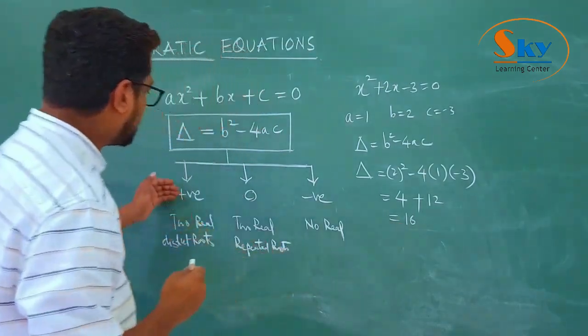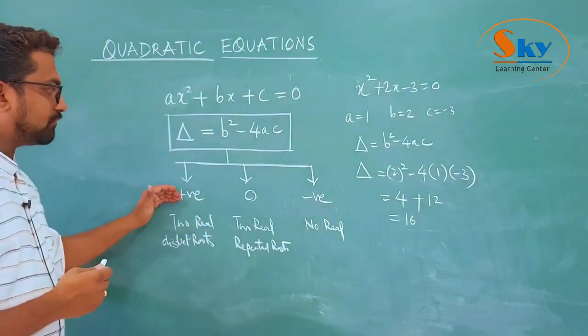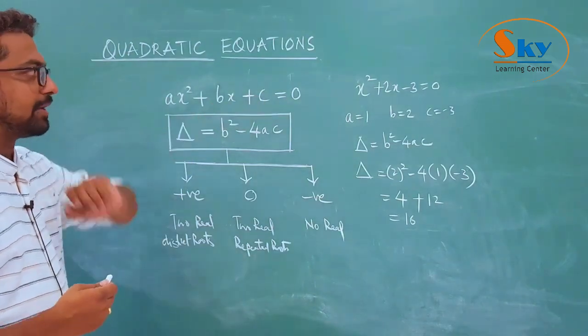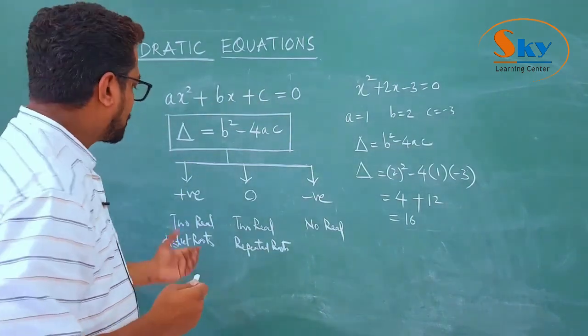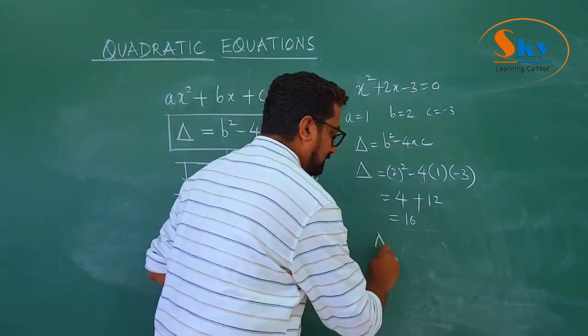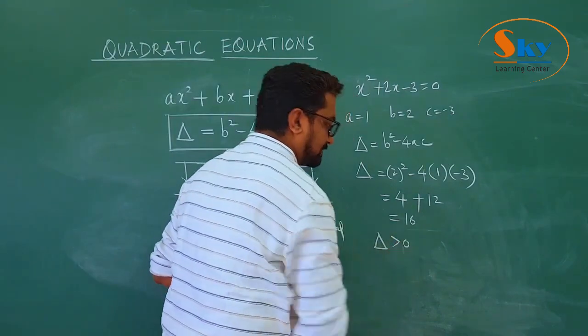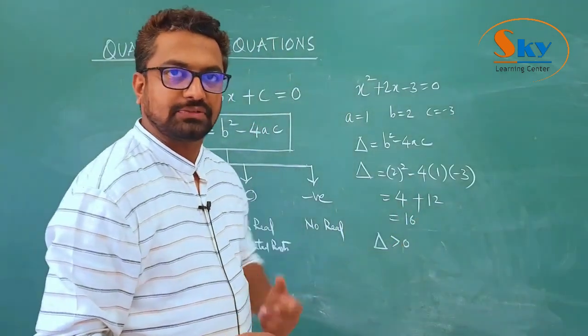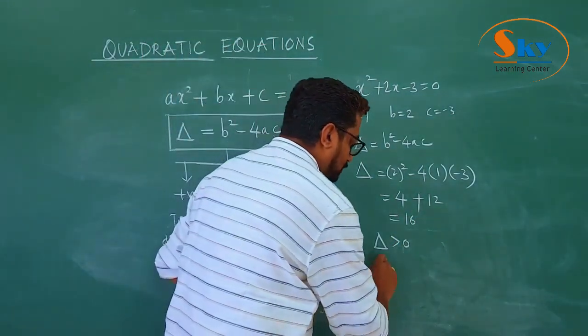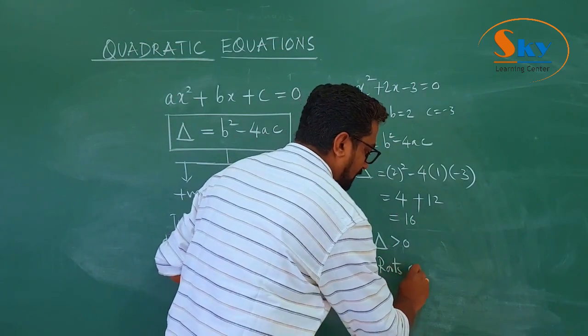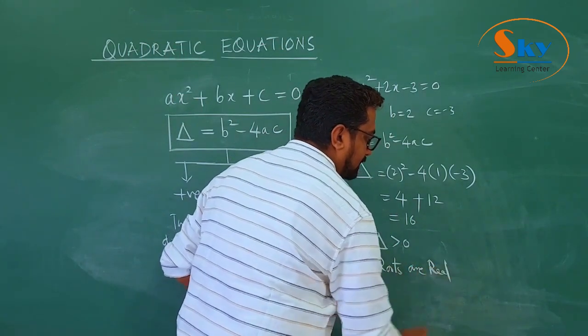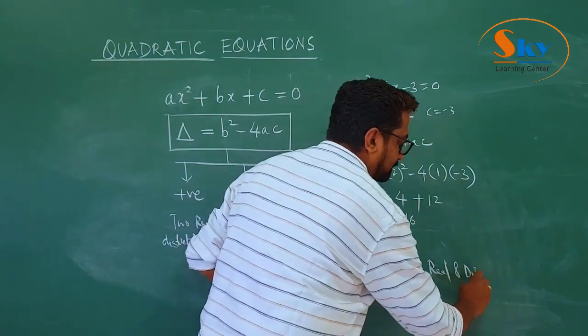So if this is a positive number, then what type of roots are there for x square plus 2x minus 3? Here, since delta is greater than 0, meaning it is a positive number, the roots are real and distinct.